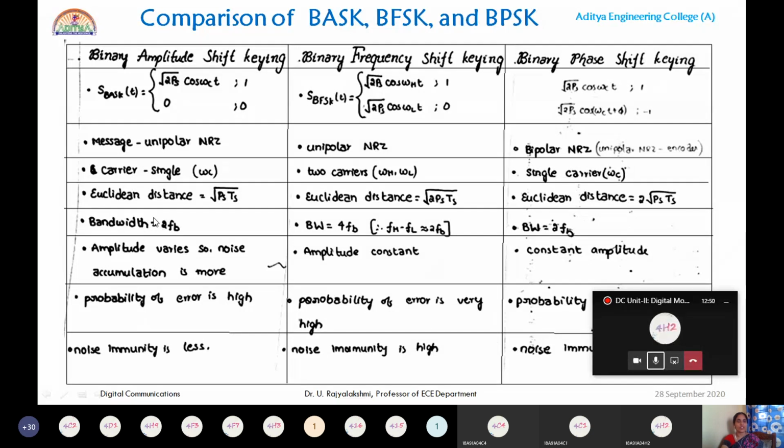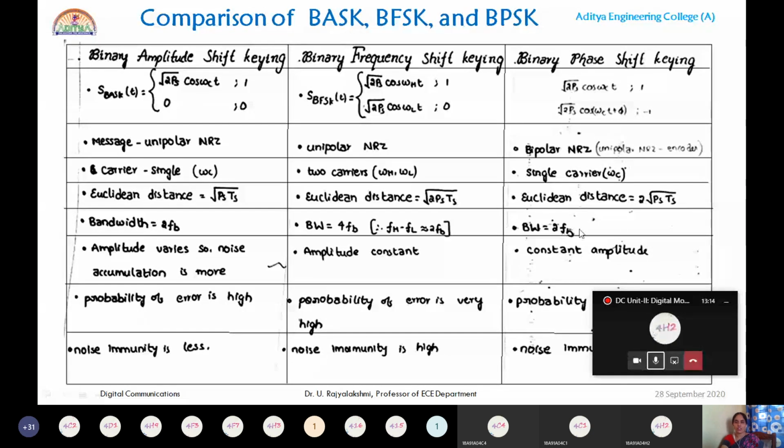Okay, next, what is the bandwidth of ASK? 2 FB. And what is the bandwidth of FSK? 4 FB. I think you can see the spectrum of FSK. We have discussed in module 6. And similarly in BPSK, the bandwidth is 2 FB. And because here the Euclidean distance is more, the probability of error will be less in PSK.